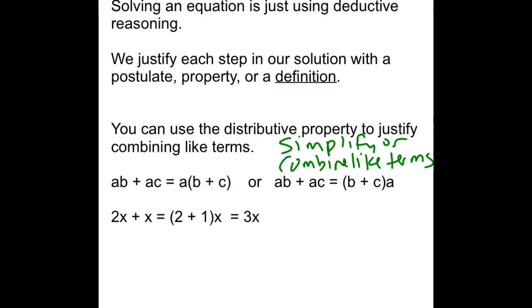Alright, I'm going to stop the video here. This is just kind of your brief intro to our algebraic properties of equality and the beginning of proofs.